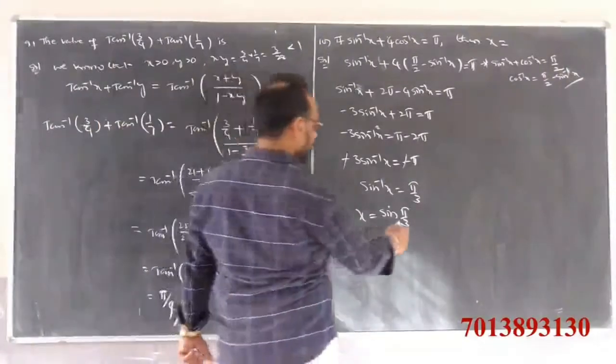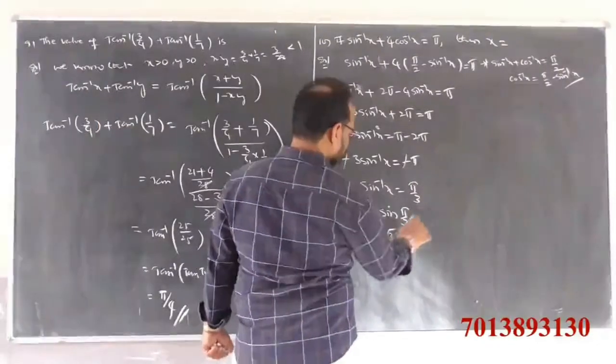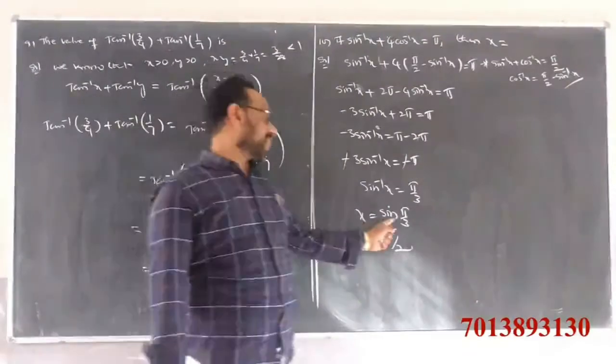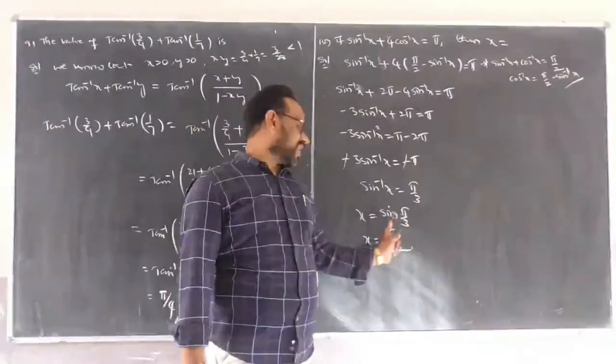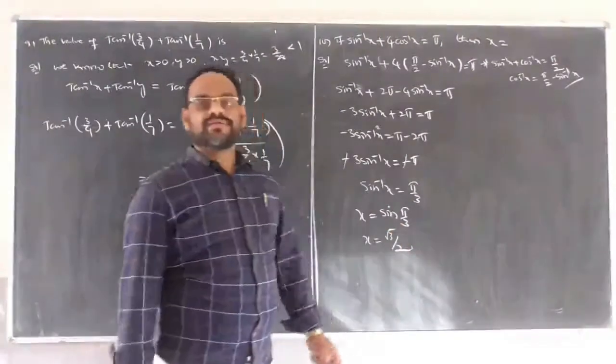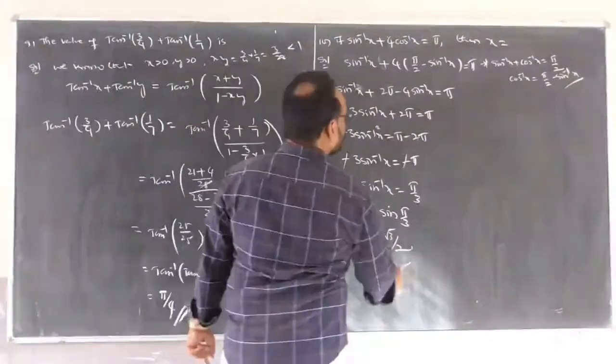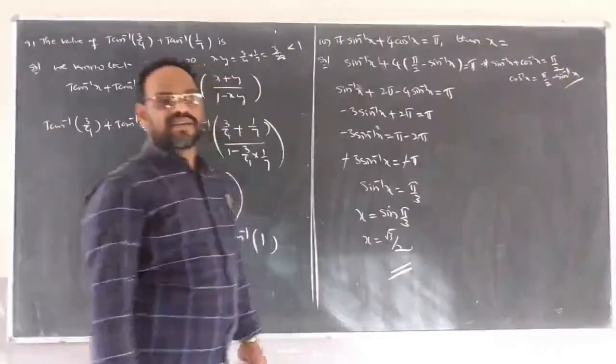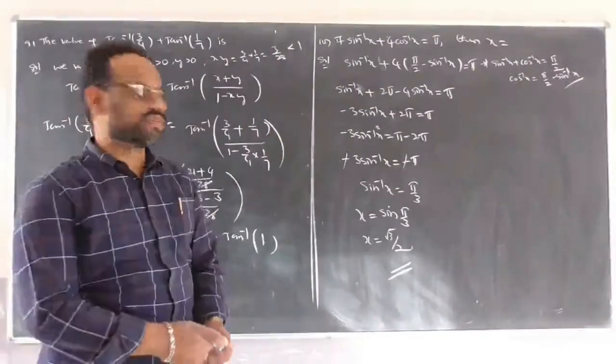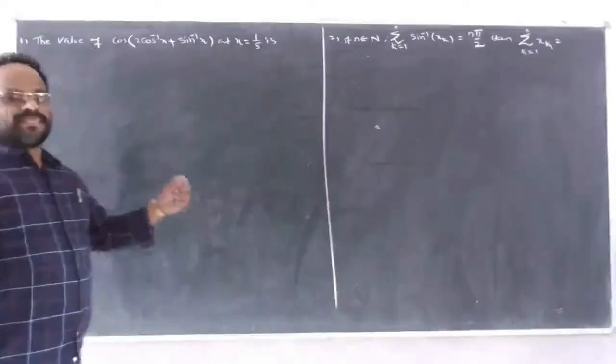So we get sin pi by 3 is square root of 3 by 2. Sin pi by 3, that is sin 60, is root 3 by 2. So what is the x? X here is clearly square root of 3 by 2.